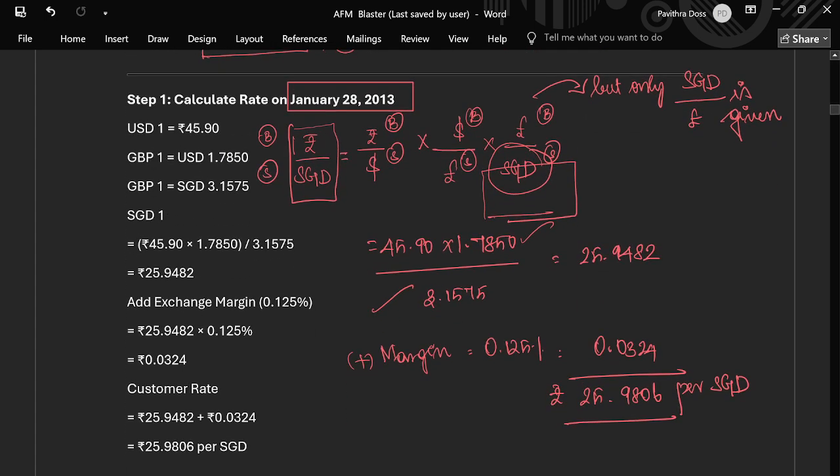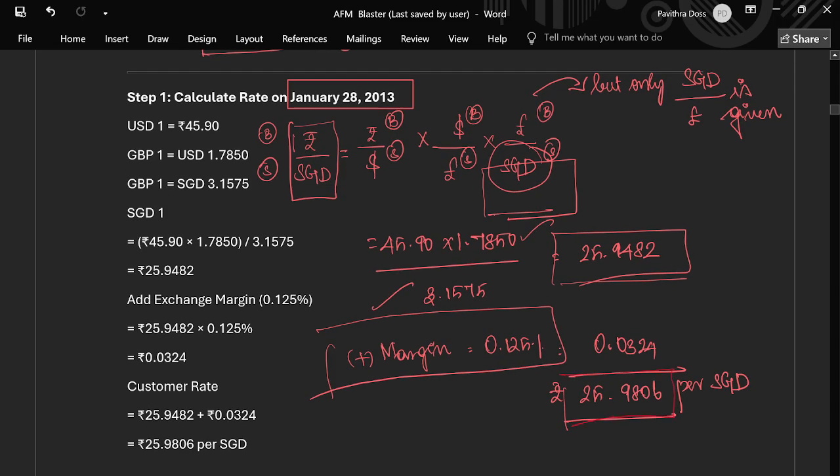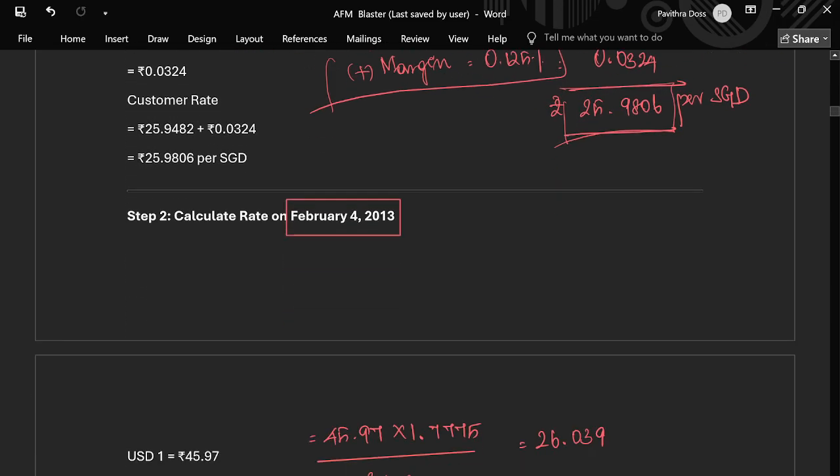If we do the cross multiplication here, because it is the indirect way, we will get the answer as 25.9482. And on that we'll have to add a margin because the bank is going to charge a margin. So the rate we get is 25.9806.